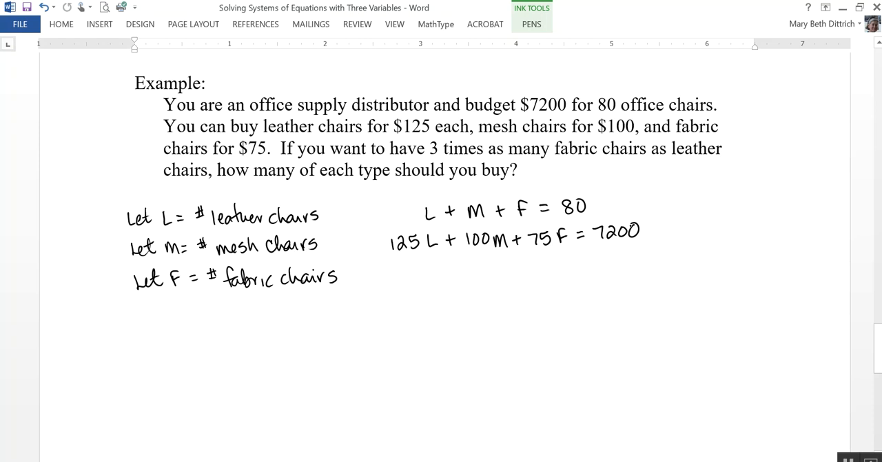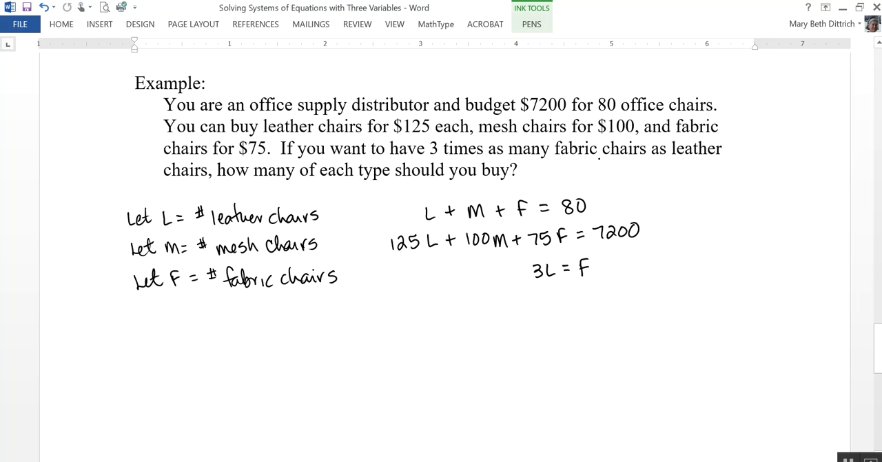And then the last piece of information I have is that I want to have 3 times as many fabric chairs as leather chairs. So I want more fabric chairs. So that's going to be 3L equals F. Now you might think it would go the other way. Since it's 3 times as many fabric chairs, you might think 3F equals L.